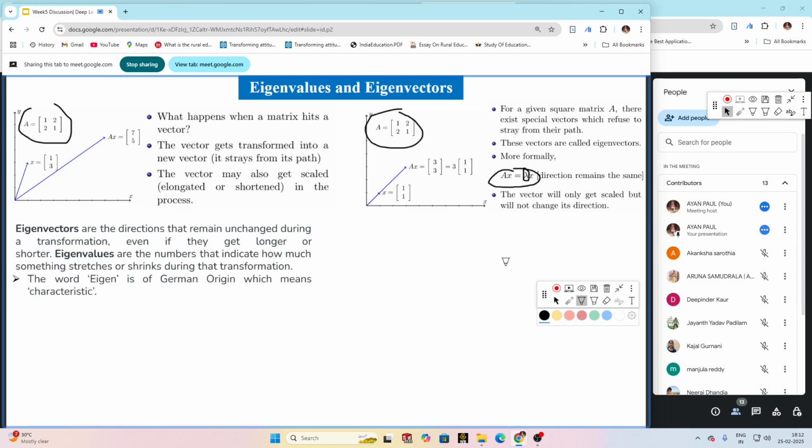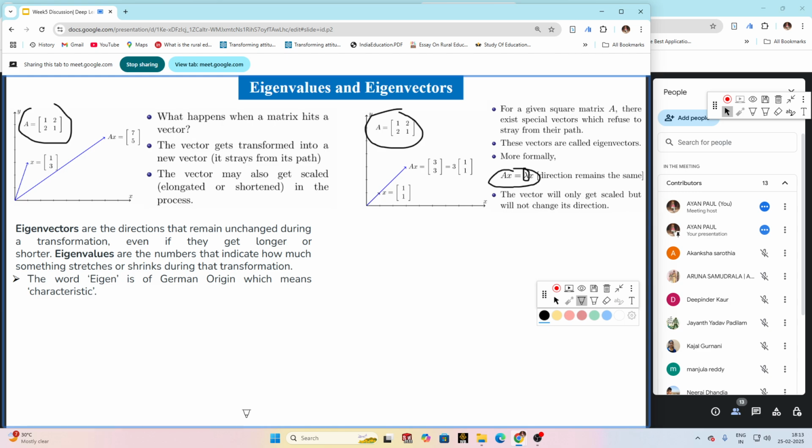Now, to have a formal definition, eigenvectors are the directions that remain unchanged during a transformation, even if they get longer or shorter. That is, the magnitude can change, but the direction will not change whenever a matrix is multiplied by that vector. So this type of vector is known as an eigenvector. And what are the eigenvalues?